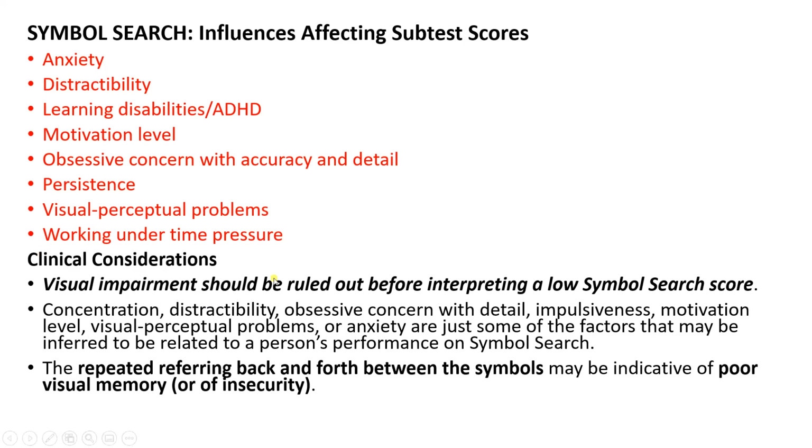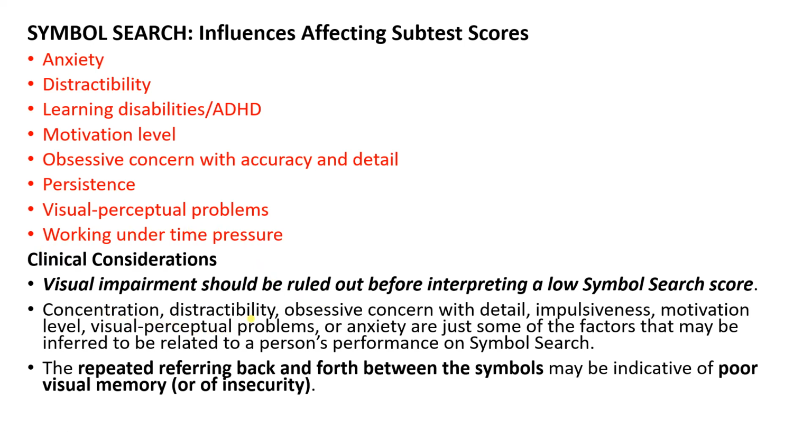So in the absence of visual impairment, if the symbol search scores are lower, then they may have some clinical or psychological significance. For example, the ability for concentration, distractibility, obsessive concerns with details, impulsiveness, motivation level, anxiety. These are some of the core factors that may be linked with the performance on symbol search.